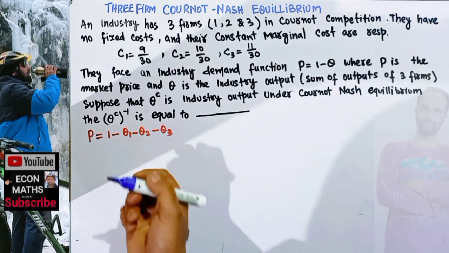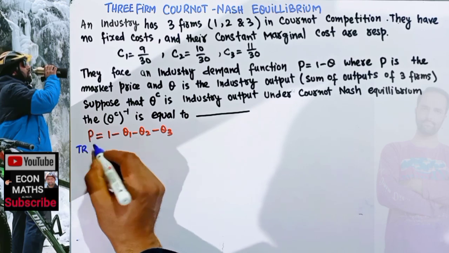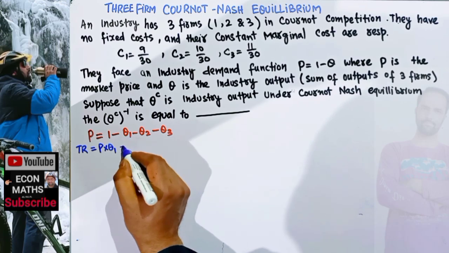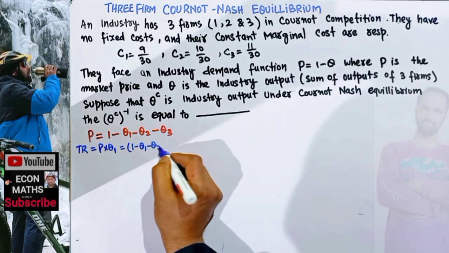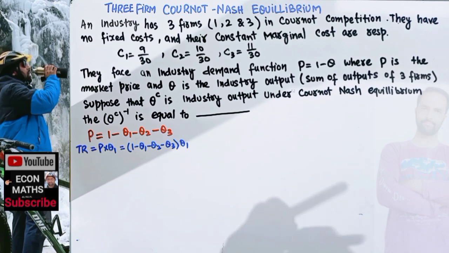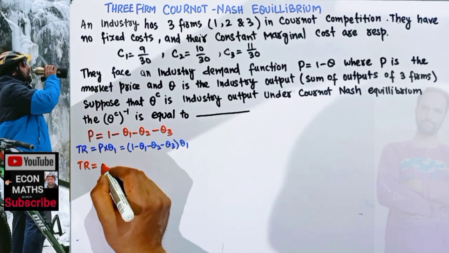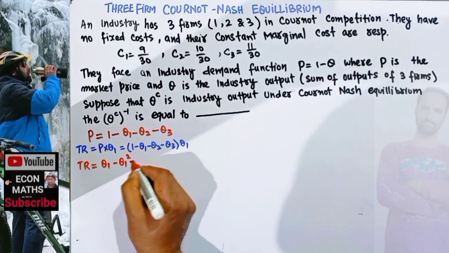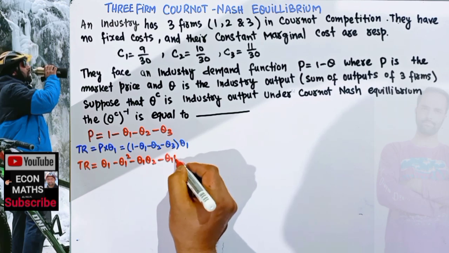To find marginal revenue, we need to find out the total revenue, and we know total revenue is simply equal to P into output, that is Q1. So this is our P, that is 1 minus Q1 minus Q2 minus Q3. To this we multiply Q1. So our total revenue will be equal to Q1 minus Q1 square minus Q1 Q2 minus Q1 Q3.